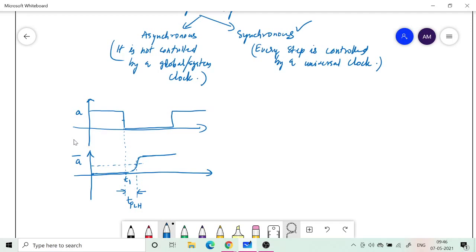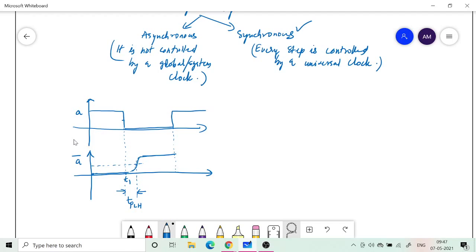We are looking at the output of the circuit. The output of the circuit is going from low to high, so we call it TPLH, the propagation delay for the output going from low to high. The input is going from high to low, but we are talking in reference to the output. This is the case of an inverter. For a D flip-flop, it may be something else.